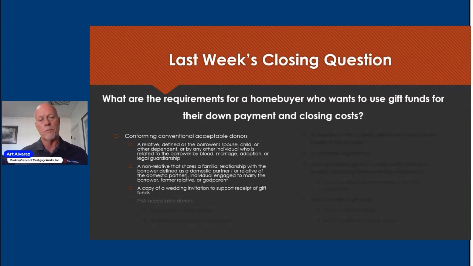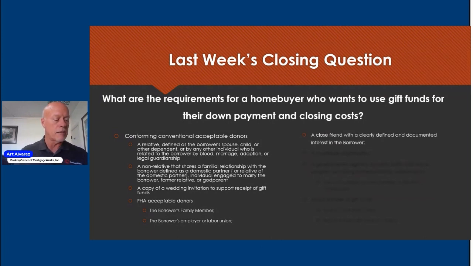Now with FHA, what you're going to find is the gift donor requirements are a little bit different. They can include the following: the borrower's family member, of course, that's obvious. That usually means an immediate family member, brother, sister, mother, dad, grandma, grandpa, that kind of thing. But here's a new one: the borrower's employer or labor union. That's another source for gift funds for an FHA loan. FHA also allows a close friend with a clearly defined and documented interest in the borrower. Again, that can be a little tricky to document, but we can help you with that and at least explain to you what they're looking for.